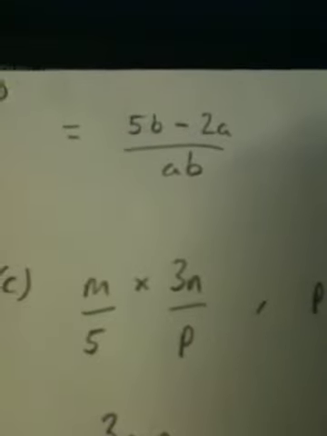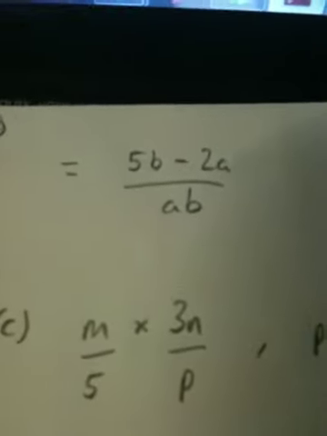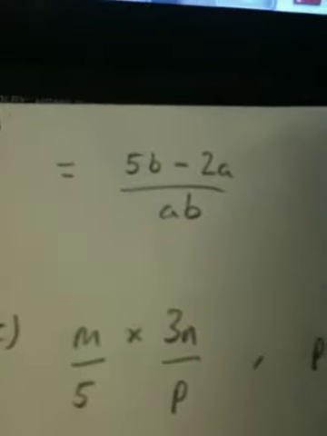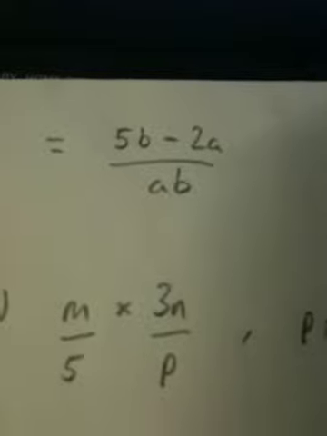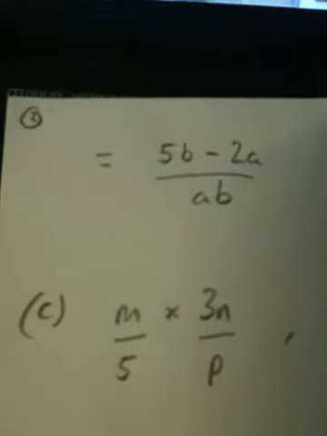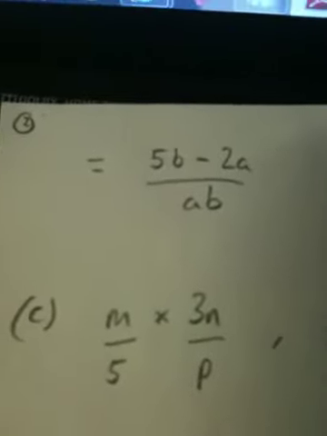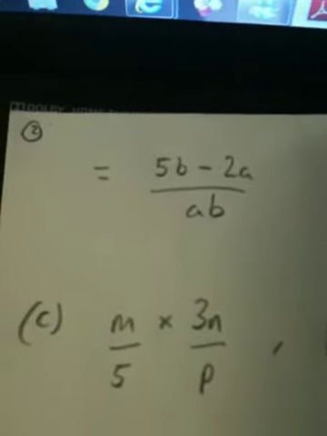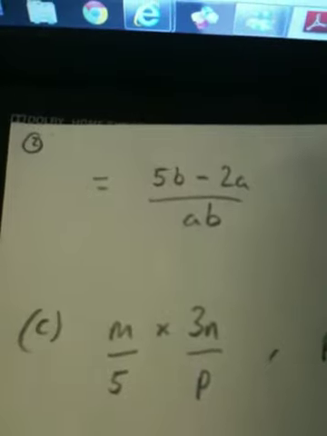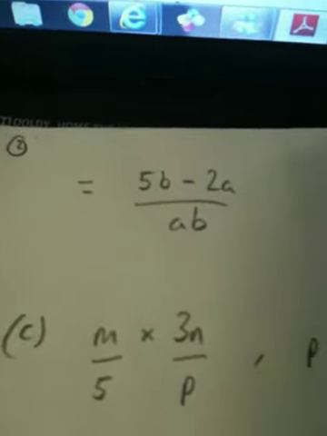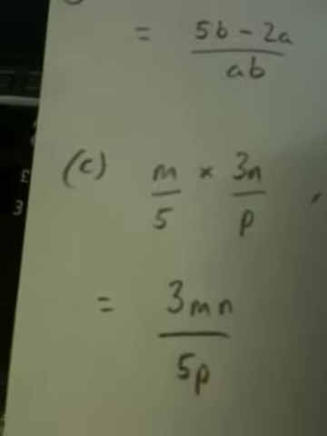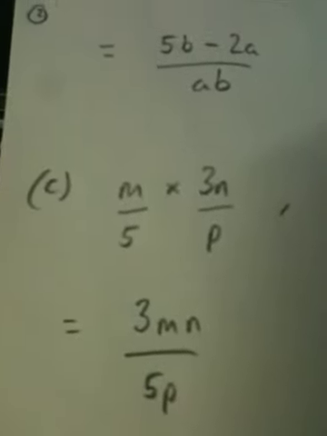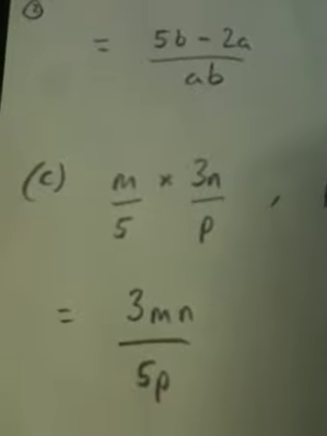On to c. m over 5 times 3n over p. Again, p can't be equal to 0. Denominator can never be 0. Doing questions like this is a simple case of the top multiplied by the top, the bottom multiplied by the bottom. Or find the product of the numerators and the product of the denominators. And there's your answer. So m times 3n, put the numbers first, is 3 times n over 5 times p.